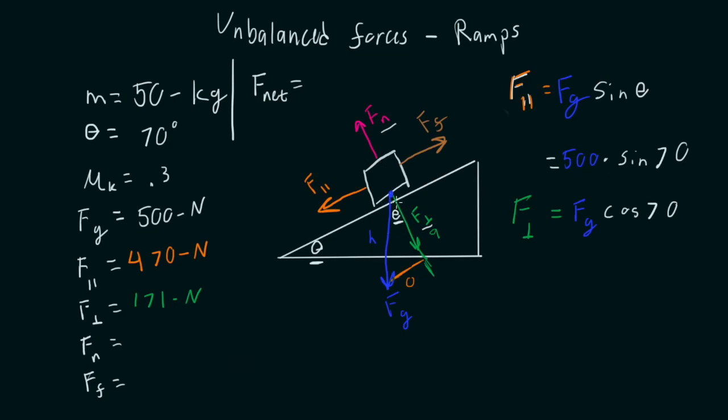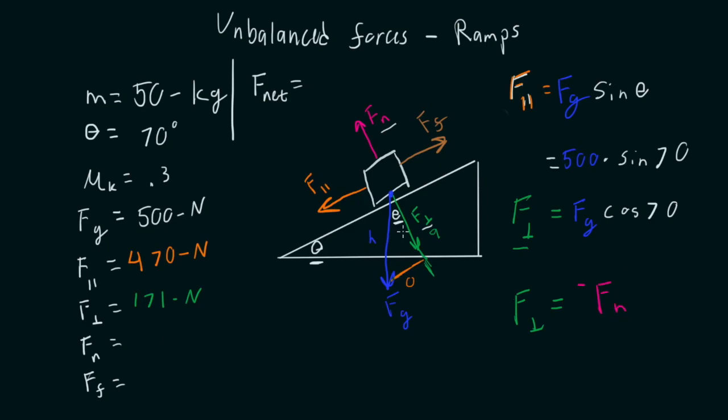Now my force normal, that's going to be the opposite. It's going to be the force of the ramp pushing back on this box. So it only cares about the amount of the weight of this box that's actually pushing against the ramp. That force parallel is not pushing against that ramp. So the only thing pushing against the ramp is the force perpendicular. So the perpendicular force will be equal to negative force normal. And so let's get our signs right here.